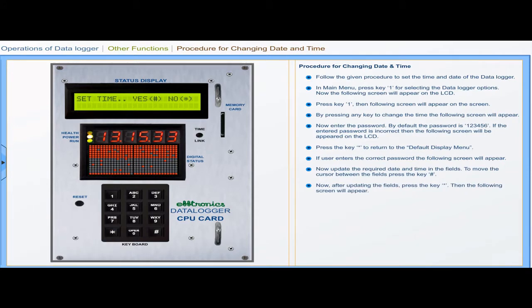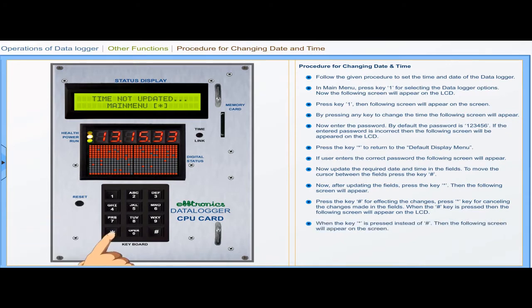Then the following screen will appear. Press the hash key for effecting the changes. Press the star key for cancelling the changes made in the fields. When the hash key is pressed, then the following screen will appear on the LCD.